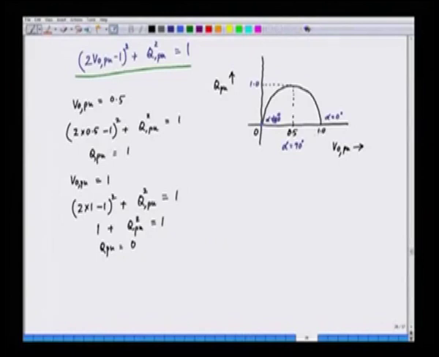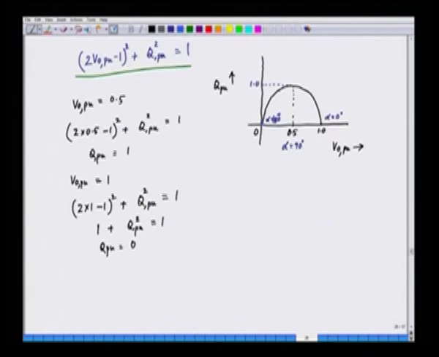It means the converter is operating at the minimum triggering angle, that is alpha equal to 0, and hence there is no delay of the current. The current is not lagging behind the voltage, it is in phase with the voltage. When the current is in phase with the voltage, we get the reactive power equal to 0. So, this is what we have here: 0.5 in this case, and here we have 1, and corresponding to this Q per unit equal to 0.